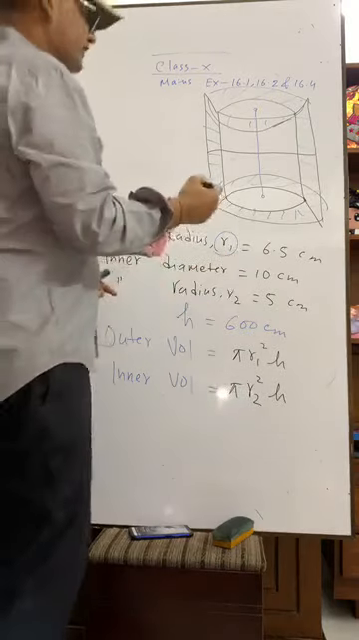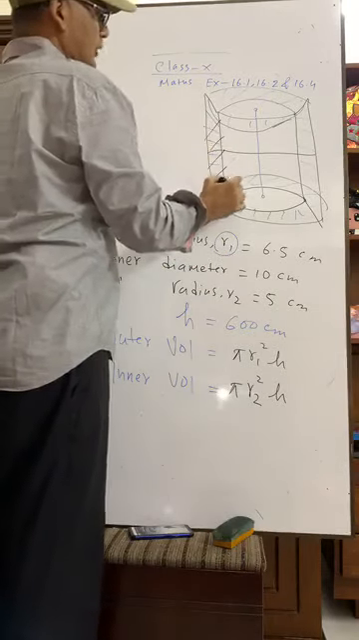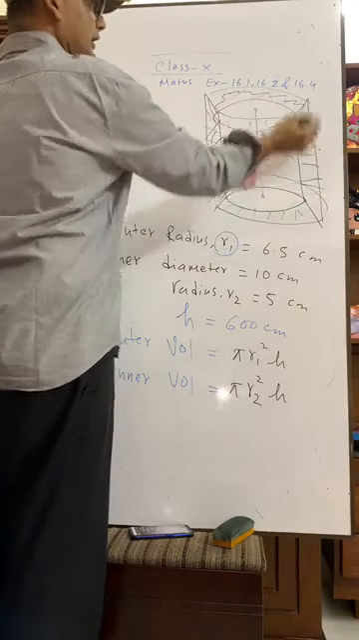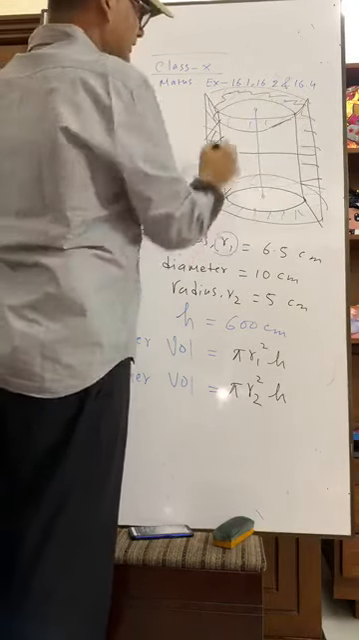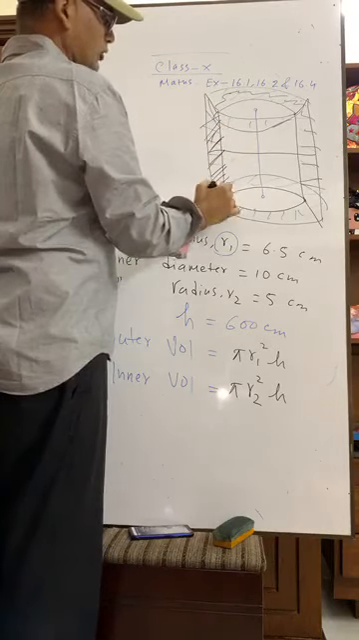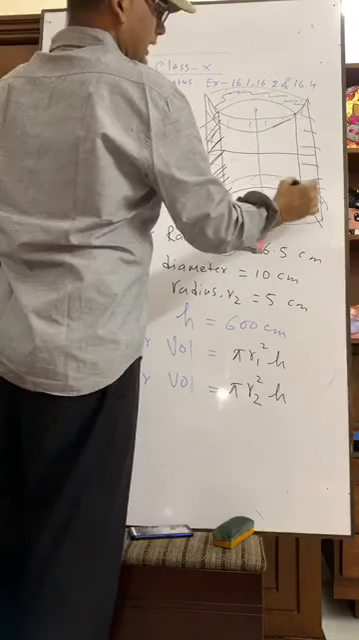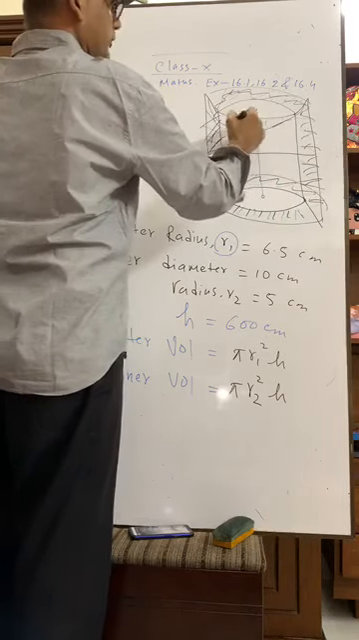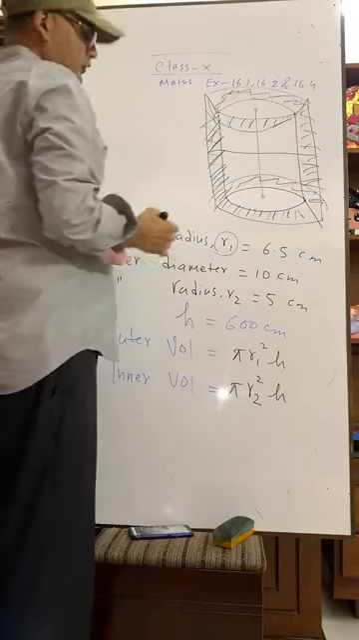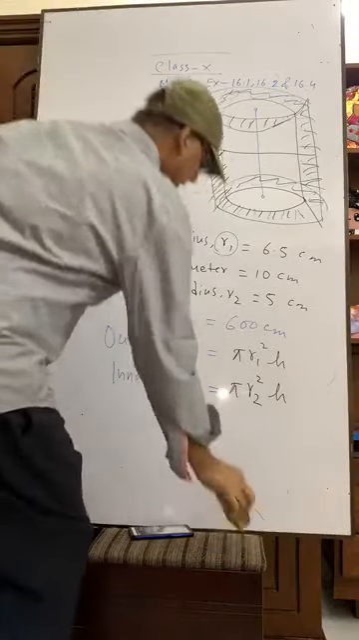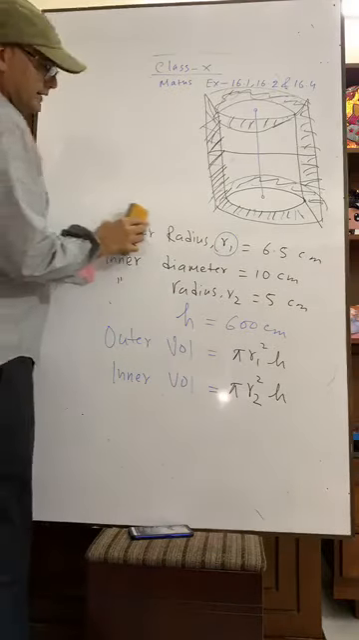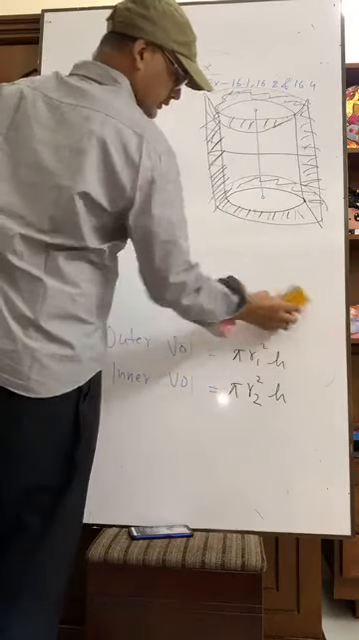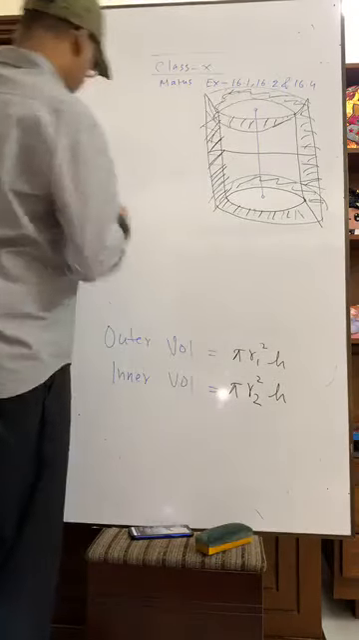So it is written something regarding pipe. Pipe means what? This is the pipe. I'm sorry, the hole is the pipe, and in the pipe this is the iron. It is a hollow pipe. So we can find the volume of iron. Write down.